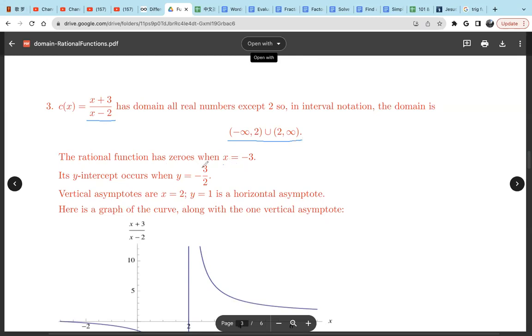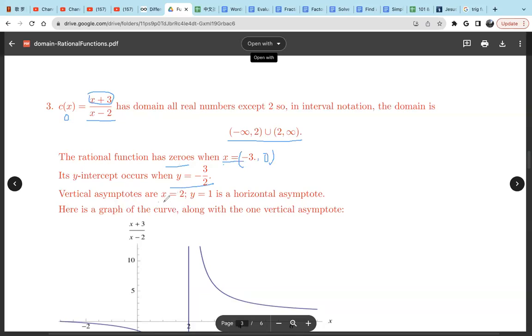Well, the rational function has zeros when x equals -3. That means x-intercept. Zeros means x-intercept. So when the function is 0, that means the numerator is 0. Numerator is 0, x plus 3 equals 0. That means x equals -3. So the x-intercept is -3, 0. X-intercept, y value is always 0. The y-intercept is x equals 0. Well, that's obvious. X is 0, we get -3/2, right? So 0, comma, -3/2 is the y-intercept.